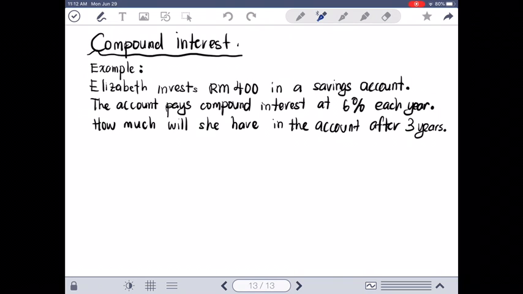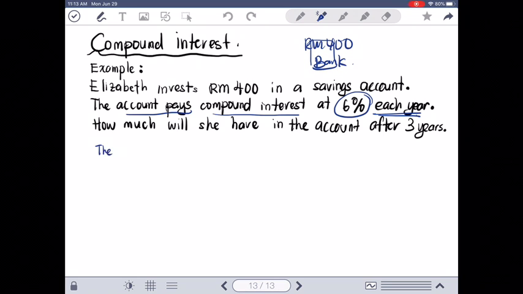Elizabeth invests RM400 in a savings account. This means Elizabeth put RM400 in a bank, so that is her investment. The account pays compound interest at 6% per year. So at the very end of each year, the account will give you an extra 6%. The next year is the same, 6% again. The next year is the same. So every year, you will receive 6% extra.